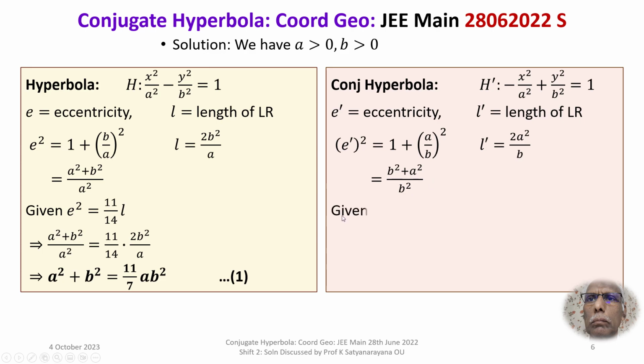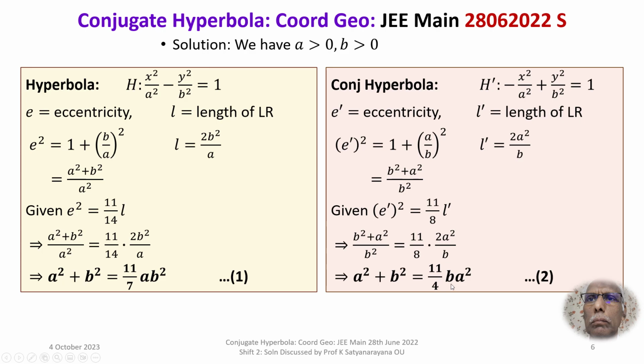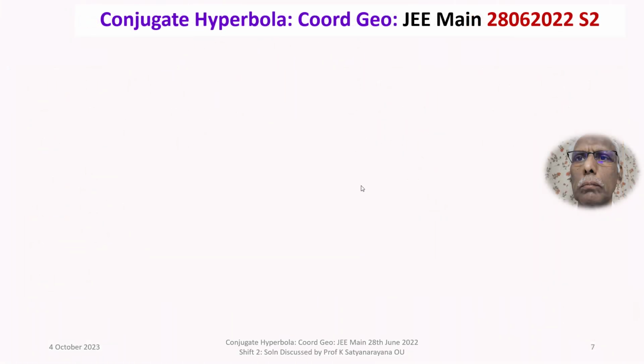We are given a relation, E prime square is equal to 11 by 8 into L prime. E prime square is b square plus a square by b square is equal to 11 by 8 into L prime, which is 2a square by b. In the denominator, b cancels, b remains here and it will go to the other side in the numerator, and it is 11 by 4 a square b. So a square plus b square is equal to 11 by 4 b a square. A square b and b a square are one and the same. Let's call this equation 2. So these two relations we take and continue in the next slide.